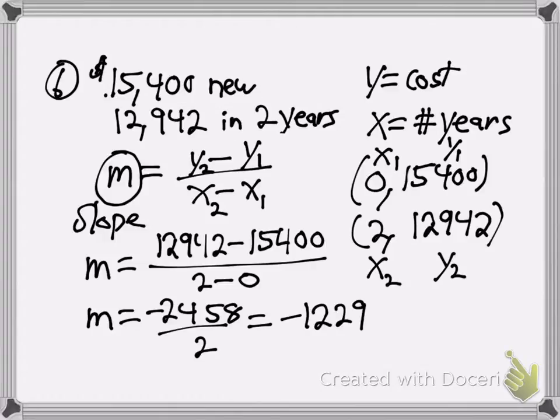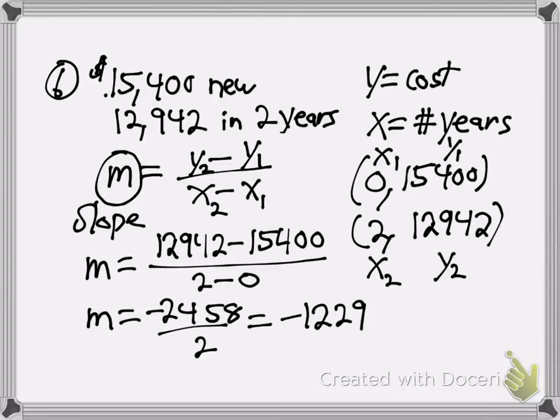I'm sorry, the new way. I'm saying the wrong thing. All right, let me be clear. First off, I turned the information, 15,400 at 0 years old and 12,942 at 2 years old, into xy, where x is years and y is cost. I wrote the slope formula with the 4 numbers, plugged it in, and we found the slope is minus 1229. You know what that is? That means it's losing $1,229 per year.